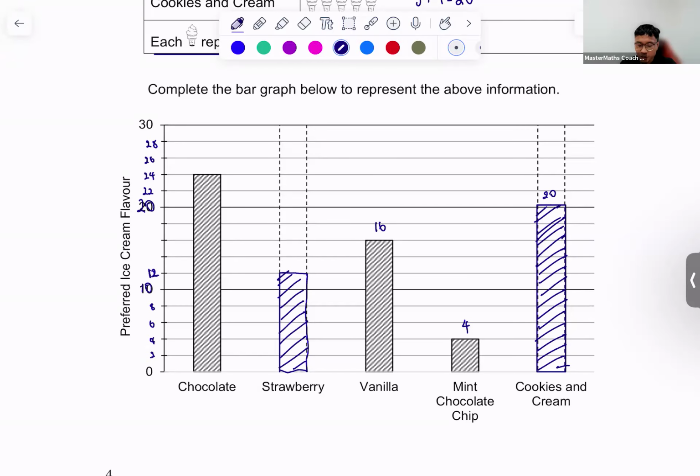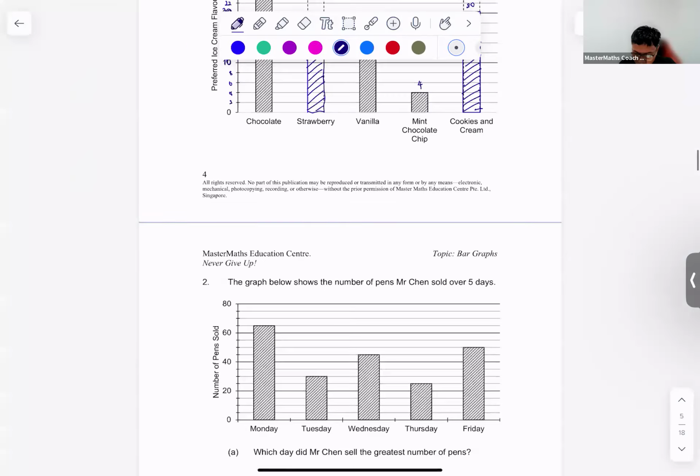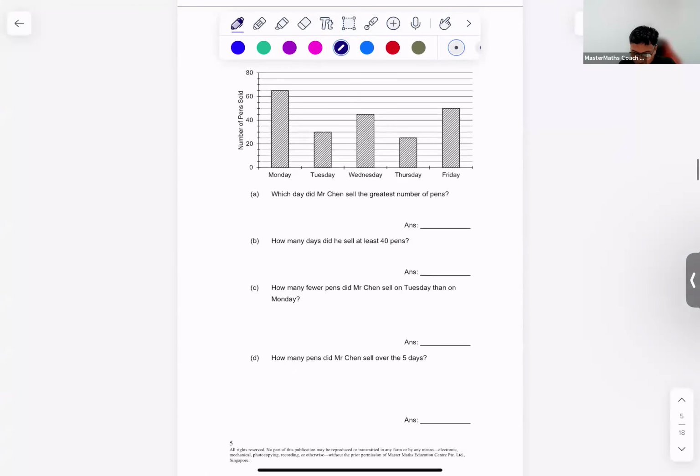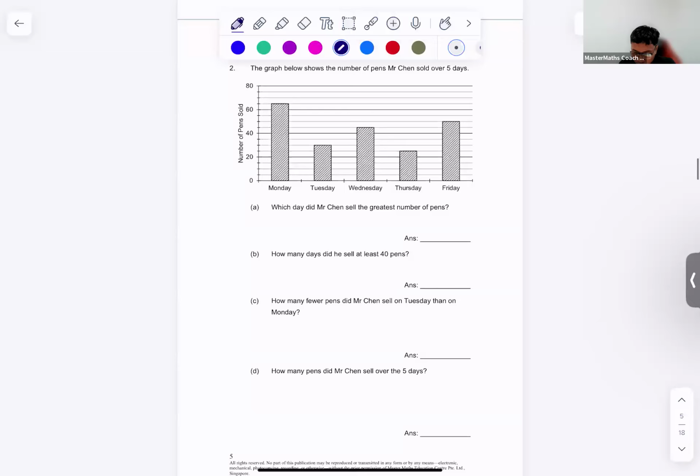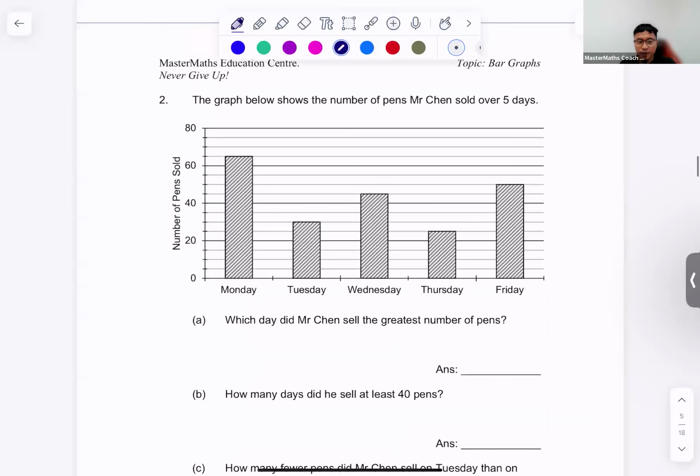All right, let me just check with the admin whether they have sent the PDF. I think for bar graphs, it's more important that you have the bar graph or the PDF first.